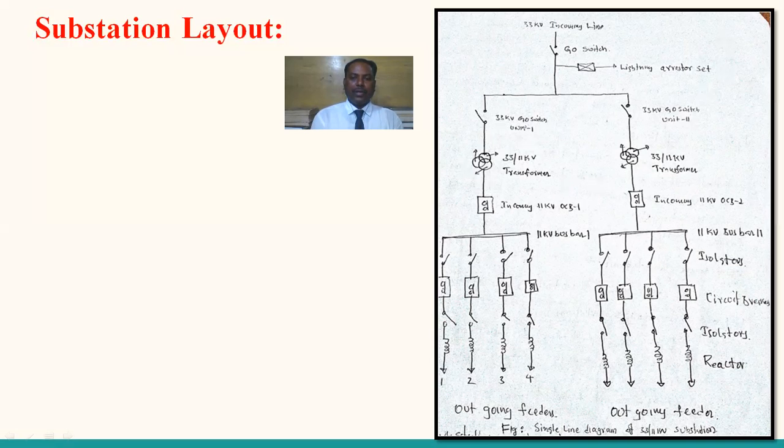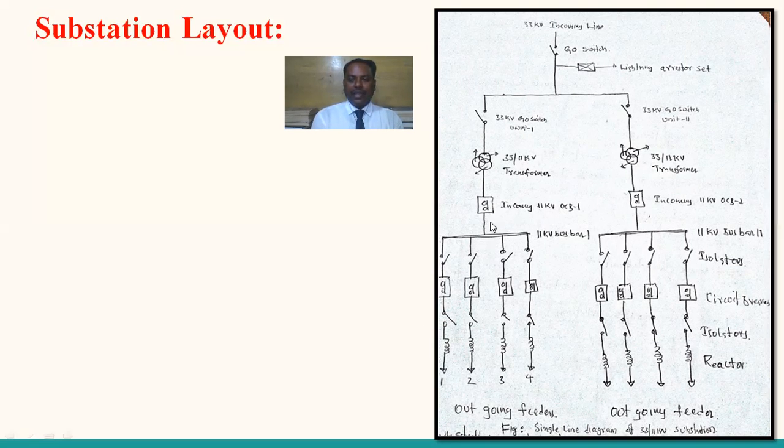The transformer is a 33/11 kV transformer, and it converts the 33 kV into 11 kV 3-phase. Then there is an incoming circuit breaker, OCB, incoming 11 kV. OCB means oil circuit breaker, per unit 1. Circuit breakers, isolators, go switches, all these are protective devices. The operation is to be carried out in a proper manner, so we use all these protective switches.